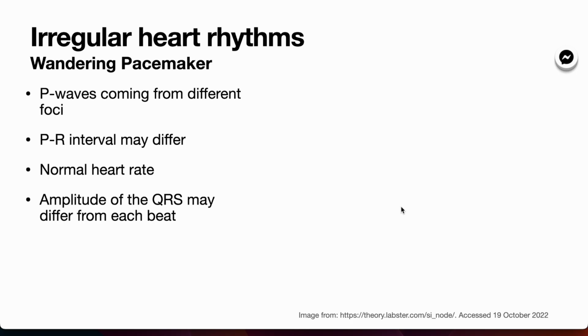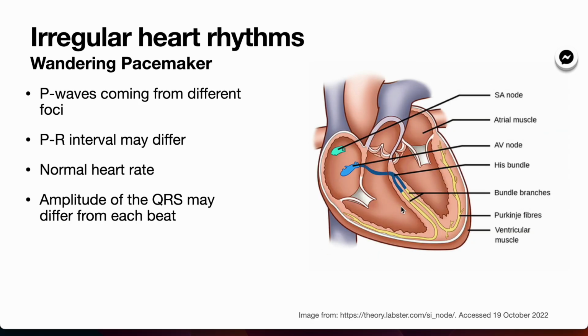So another irregular heart rhythm is what we call a wandering pacemaker. Typically when you talk about heart rate, the initial conduction comes from the P waves, which is generated in the SA node. As you can see here, this is where it originates. So the P wave originates from here.